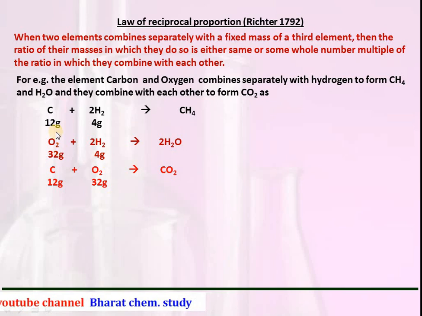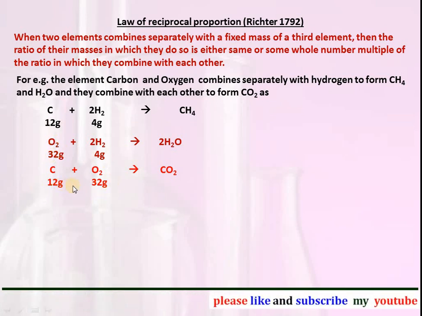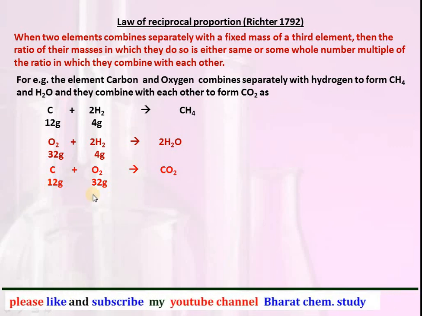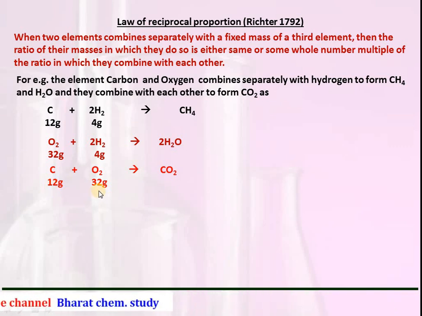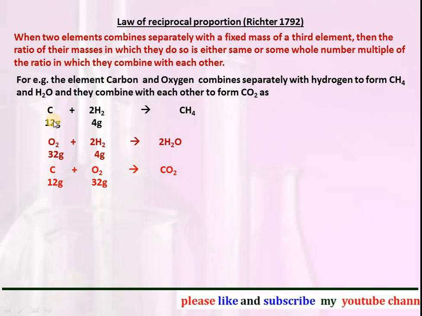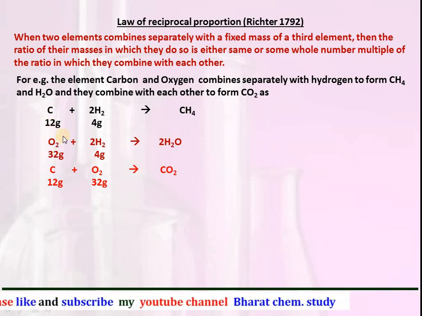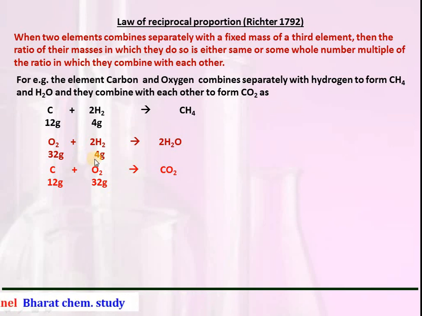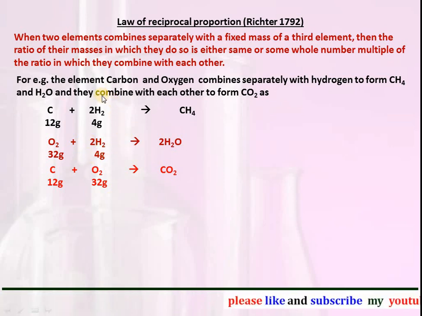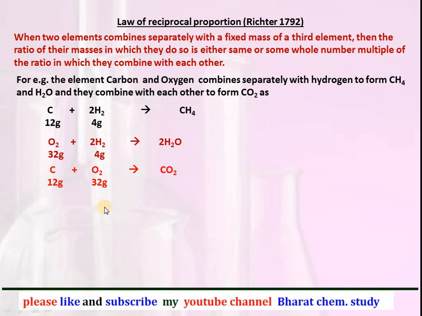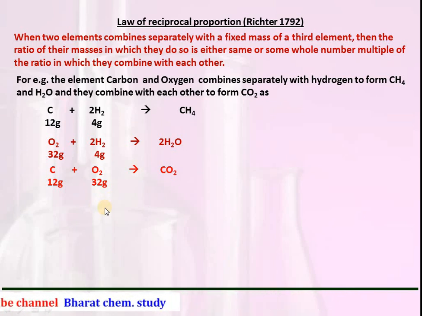And when they combine with each other, that is carbon and oxygen, we also have to calculate their ratio. The ratio is also coming 12 ratio 32, that is 3 ratio 8. So that means the ratio of the masses of the different elements which combine with the fixed mass of one reactant, and when they combine with each other, that ratio comes to be either the same or some whole number multiple.